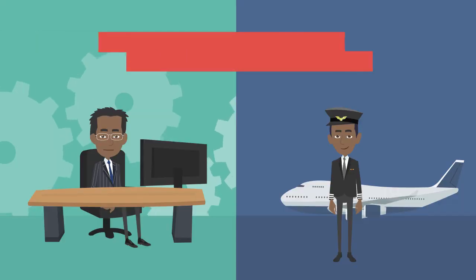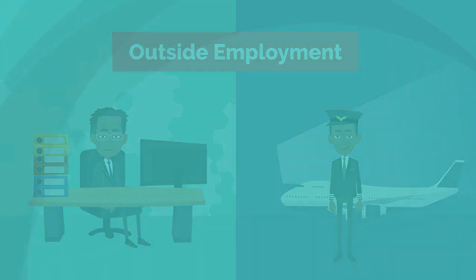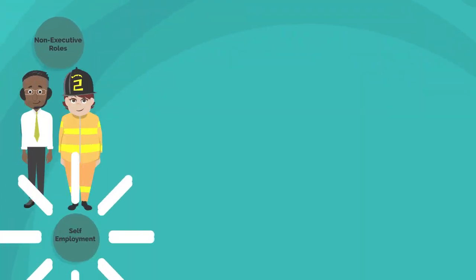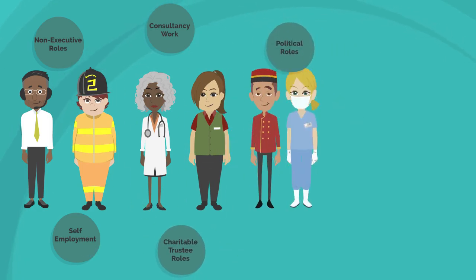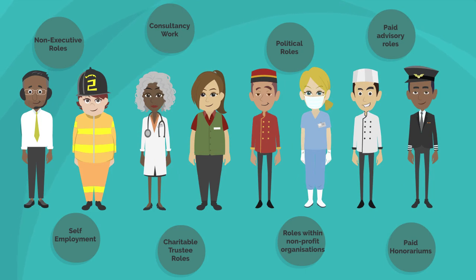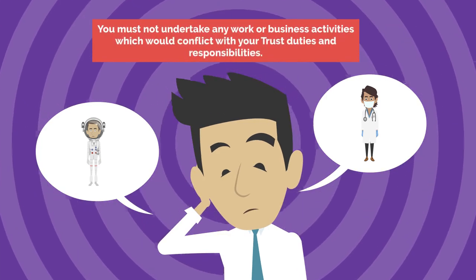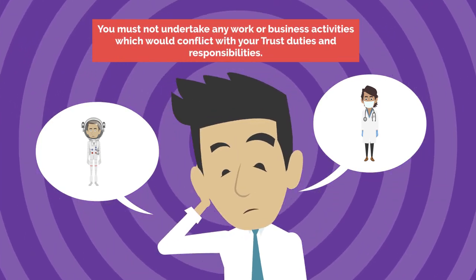Outside employment. This is employment and other engagements, outside of formal employment arrangements. This can include non-executive roles, self-employment, consultancy work, charitable trustee roles, political roles, and roles within non-profit organizations, paid advisory positions, and paid honorariums, which relate to bodies likely to do business with the Trust. You must not undertake any work or business activities which would conflict with your Trust duties and responsibilities.